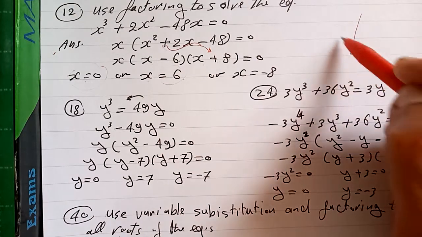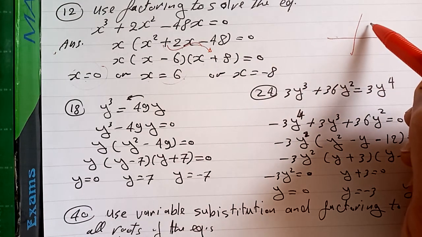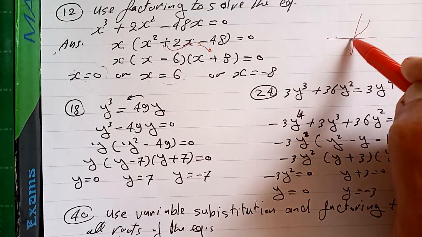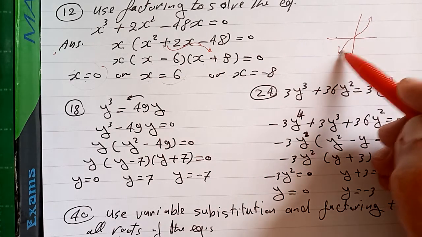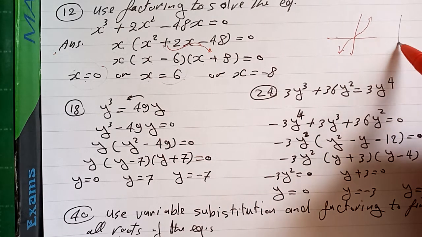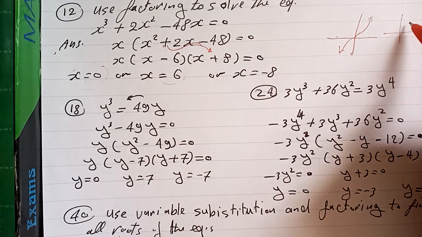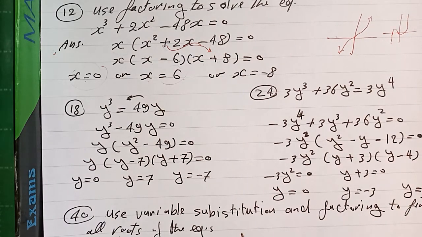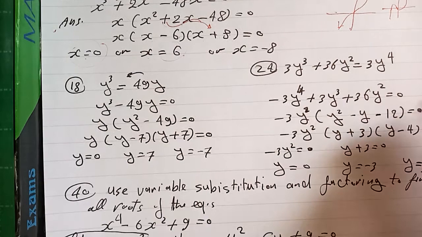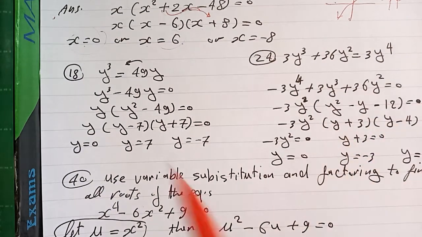Like, for example, look at this. It could be 1, this cubic equation, by the way. Or it can be like this: 1, 2, 3. Or it can be 2. So maximum 3 solutions.